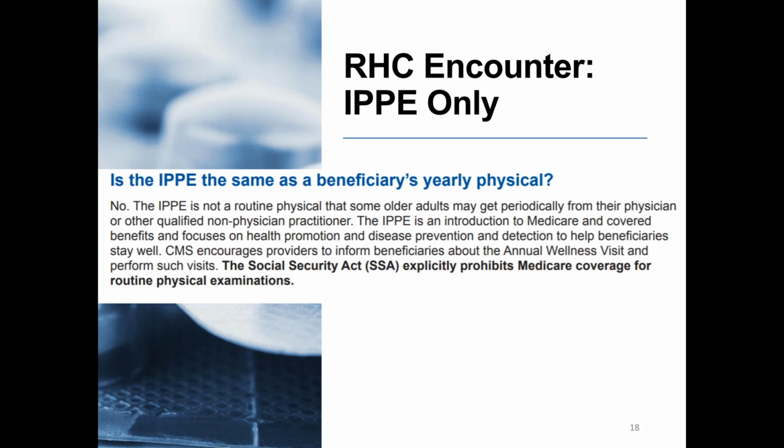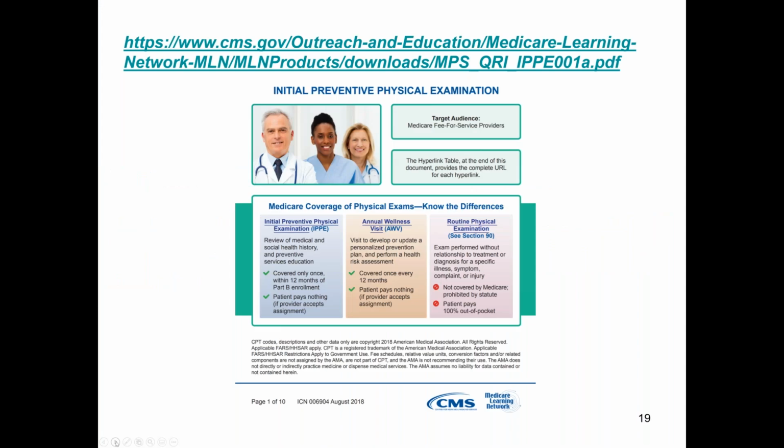So if you send a 99397 as your HCPCS code to Medicare, it's going to deny that. It's these G codes. They will pay if you do what's required for this. The first one is the IPPE. Within 12 months of enrollment to Medicare Part B, you can get your initial preventive physical examination, even though it's really not a physical examination. That is the first thing you can get, and then after that, you can get an annual wellness exam.